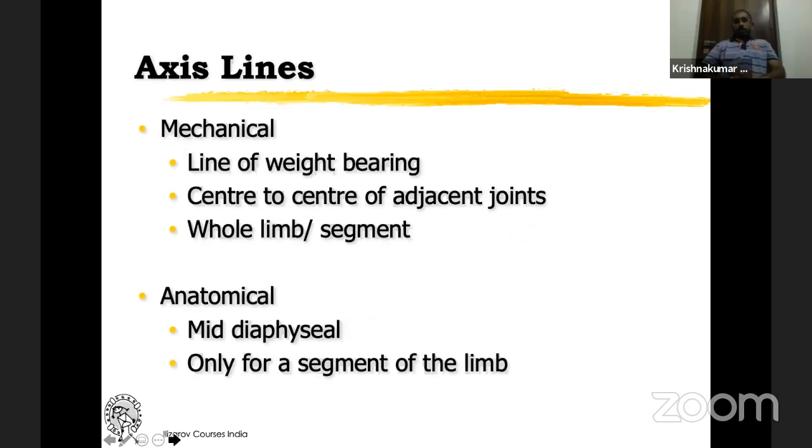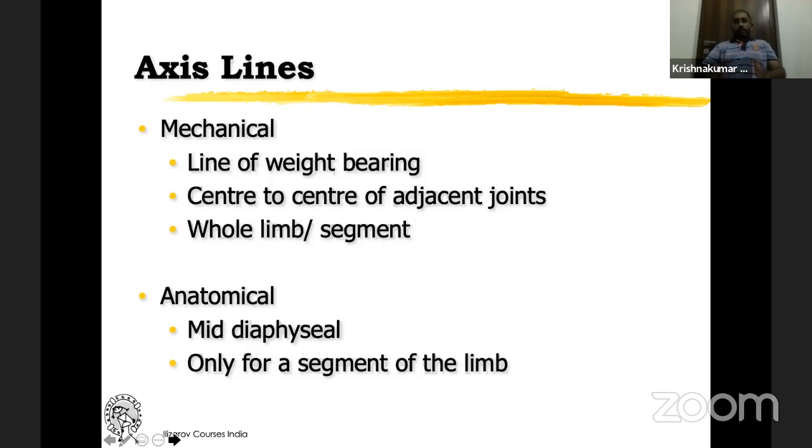So now we come to the deformity proper. There are axis lines. Deformity correction is basically a little bit of geometry. You have two axes when you are speaking about a limb. One is the mechanical axis, which is actually the line of weight bearing. It connects the center to the center of the adjacent joints. And if you want to take the whole limb, it connects the center of the proximal-most joint and the center of the distal-most joint of that particular limb.